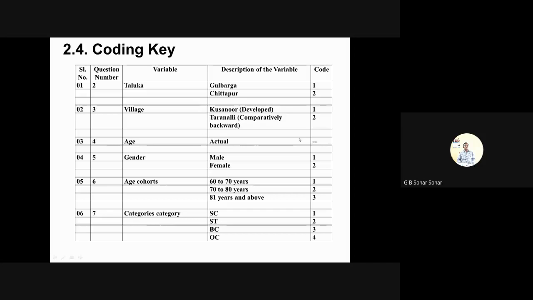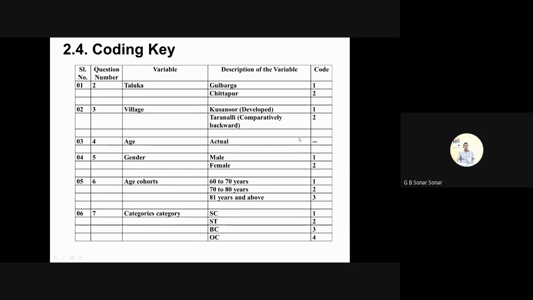So one taluka is given. It is a closed-ended question because it was already known from which talukas I am going to collect the data. And taluka one is given. First taluka is given number one, and the second taluka is given number two as a code.